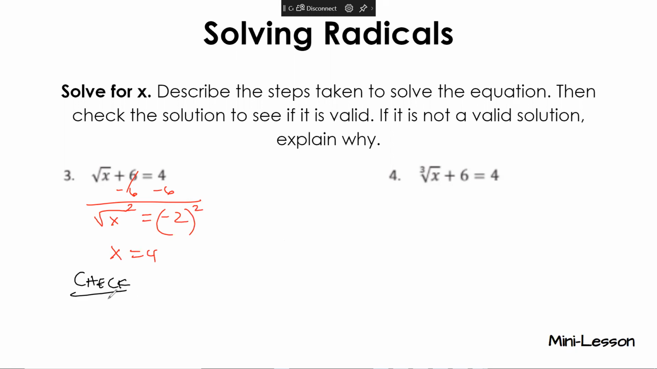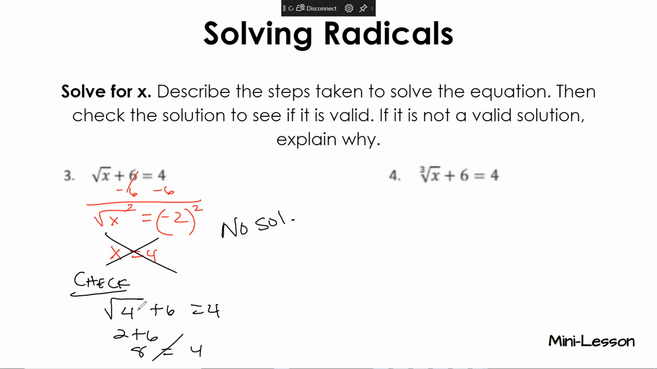All right, so we plug back in. And we're trying to see if it equals 4. When I take the square root of 4, what do I get? And then 2 plus 6 is 8. Is that equal to 4? Okay, so not a valid solution. So this means that there is no solution. Okay.